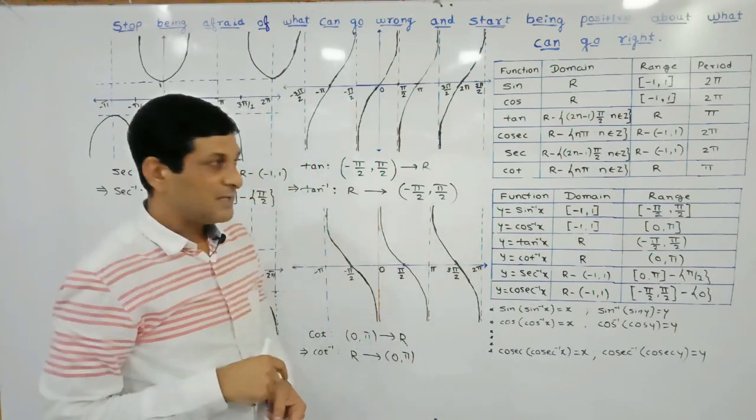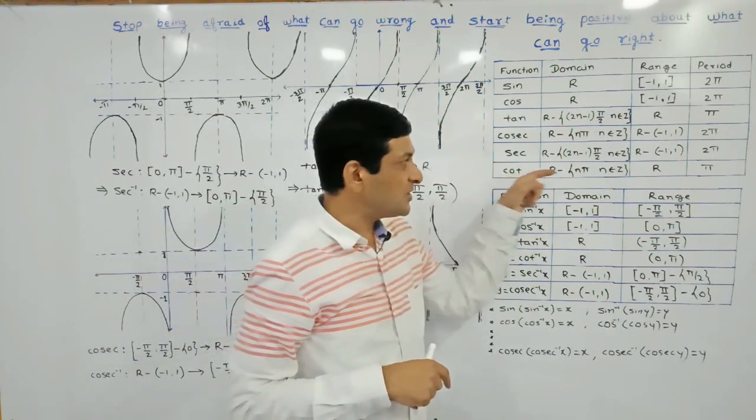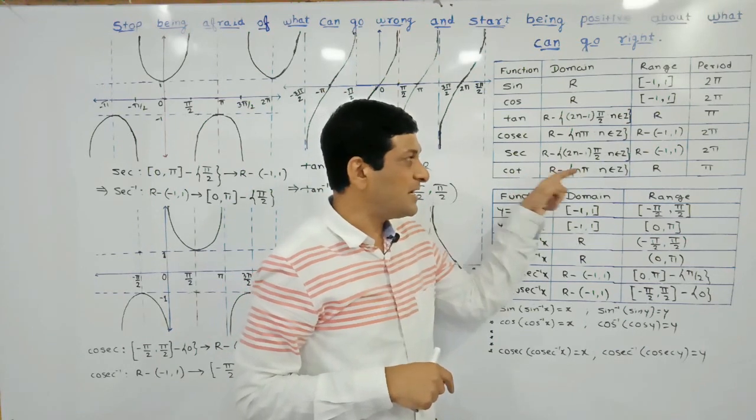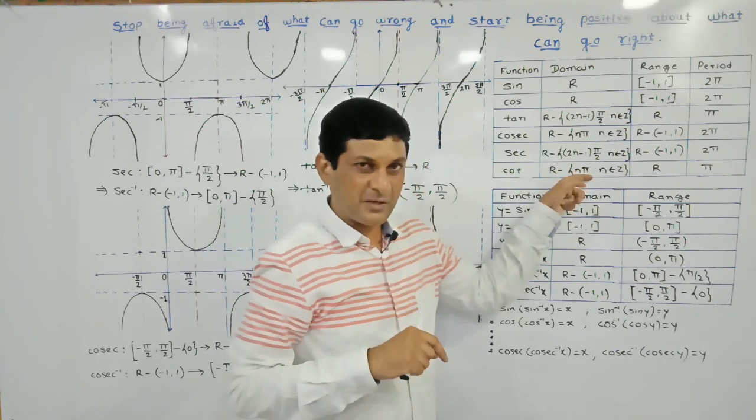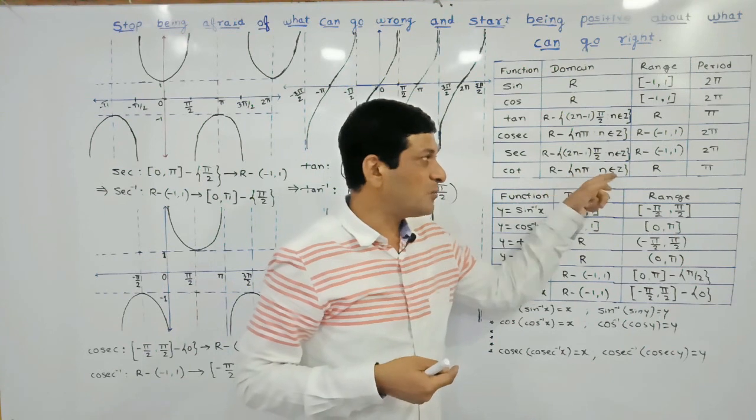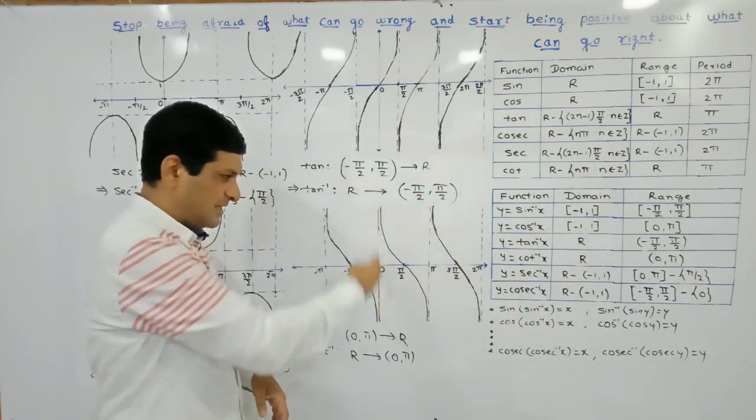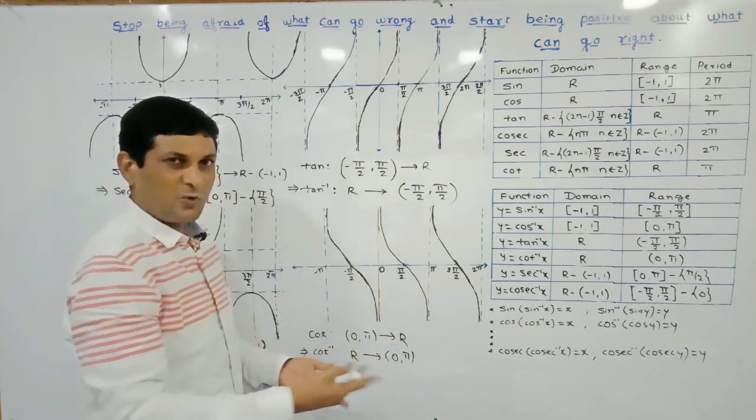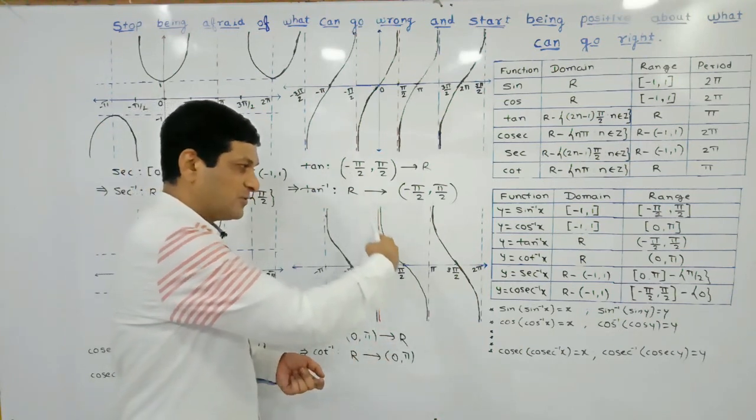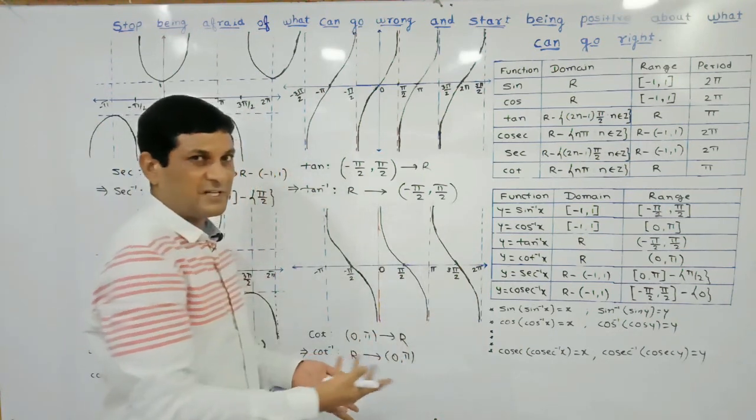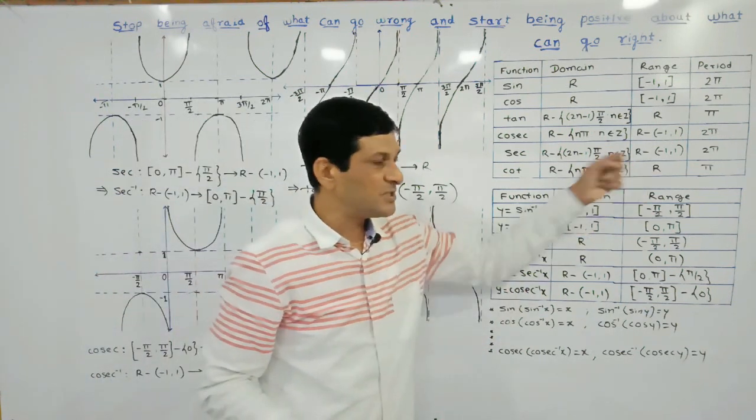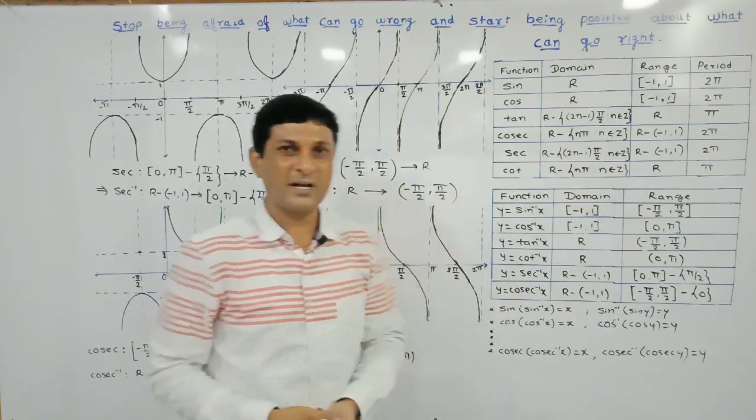are integers. That's why this function takes values on the whole real number line except at integral multiples of pi, where n is an integer. And its range is the whole real number line. So the y-axis is also the whole real number line, and it takes values from infinity to minus infinity. That's why the range here is the whole real number line R.